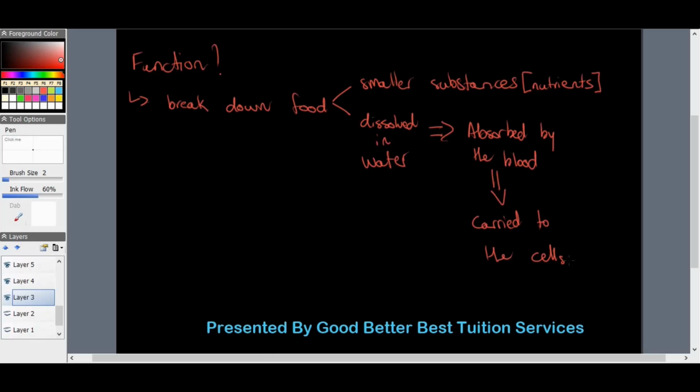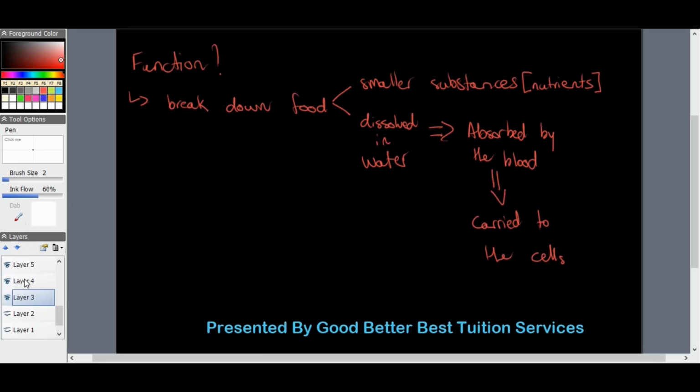So let's just track this again quickly. Function of a digestive system: breaks down food into smaller substances called nutrients, which can be dissolved in water. Then the blood absorbs this water, which the nutrients have been dissolved in, and that is carried through to the cells in the various other systems, in the organ systems, and that is where they are used. Later on in the unit, we'll learn about the digestive system in more detail, but we're just going to discuss the main points in this unit for now.